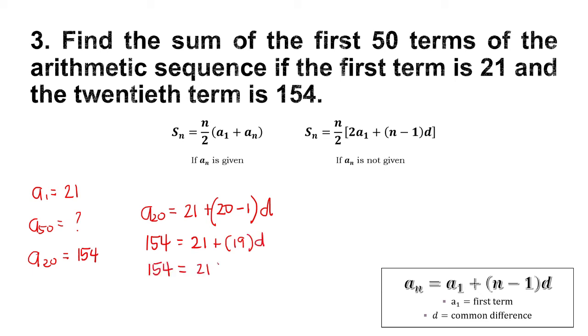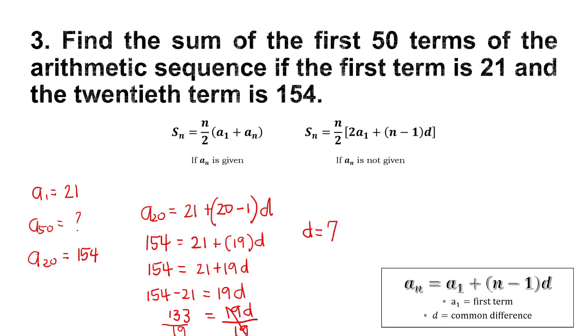Simplify. Let's move this to the other side. It will become negative 21 is equal to 19d. So 154 minus 21, that is 133, is equal to 19d. Now, divide both sides by 19 to get the value of the common difference. So what is the value of the common difference? What is 133 divided by 19? The common difference is 7.